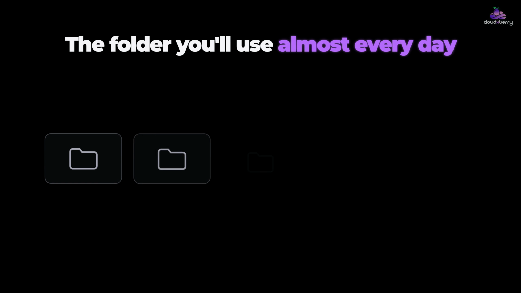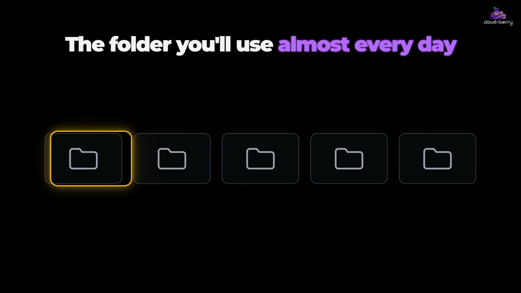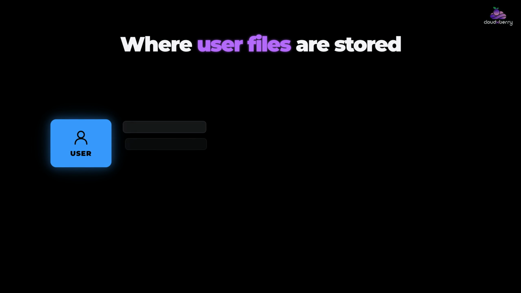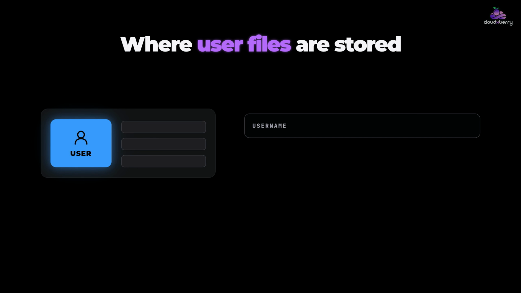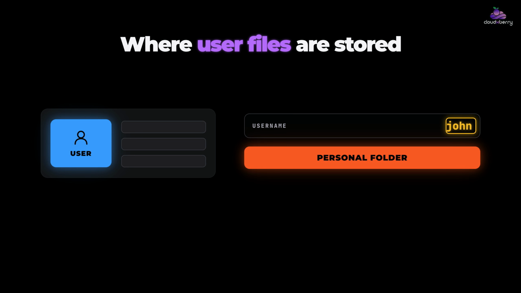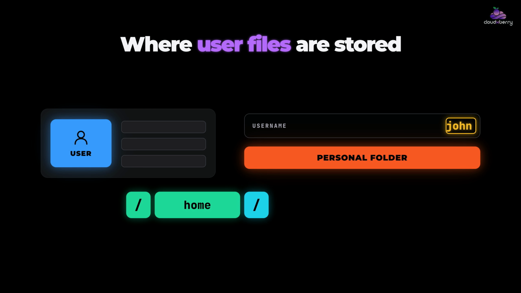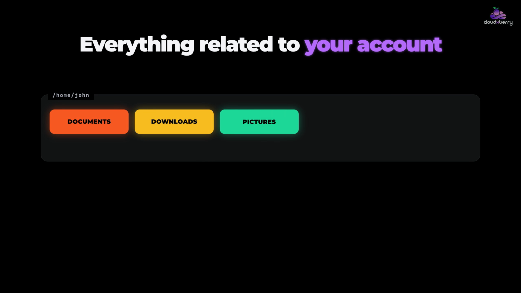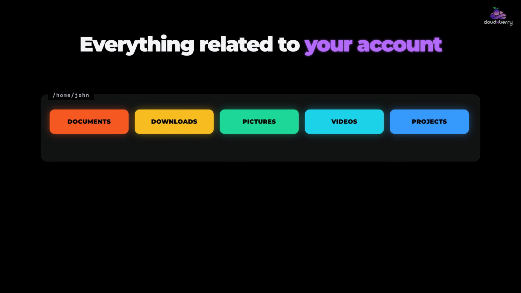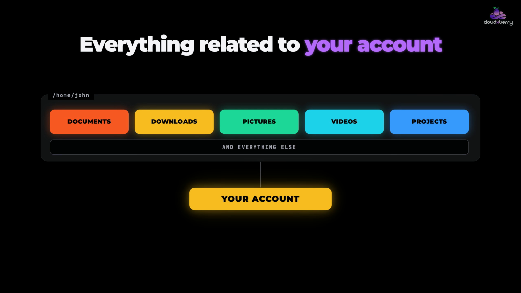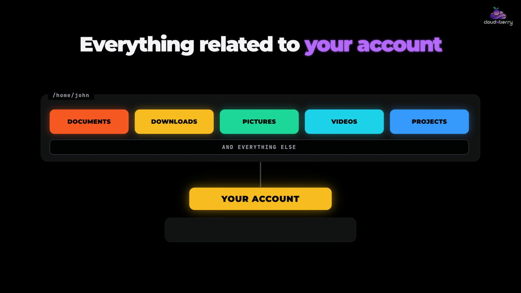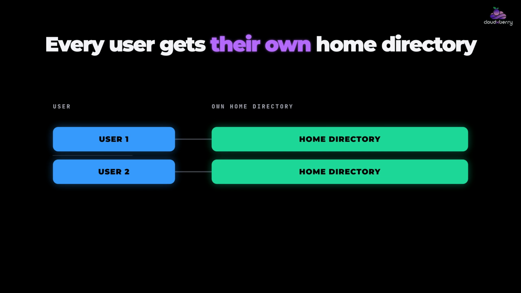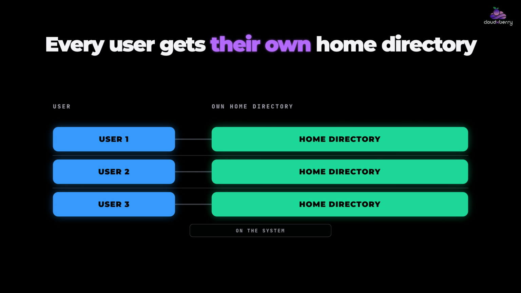Now let's walk through the most important folders. We'll start with one you'll use almost every day, /home. This is where user files are stored. If your username is John, your personal folder will usually be /home/John. This is where you'll keep your documents, downloads, pictures, videos, projects, and everything related to your account. Think of it like your personal workspace. Every user gets their own home directory, keeping files separate from other users on the system.